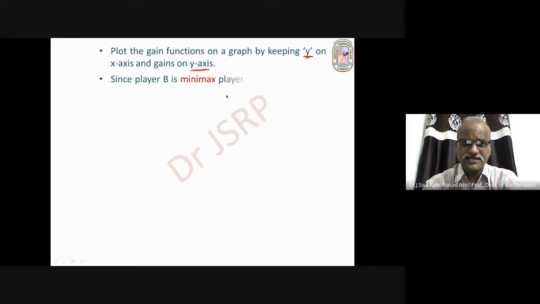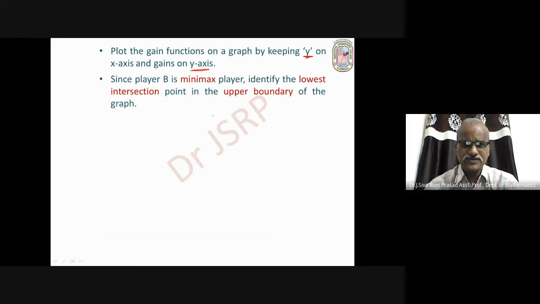Since player B is the minimax player, identify the lowest intersection point in the upper boundary of the graph. In the graph we have two parts, upper part and lower part. In the upper part, we consider the lowest intersection point. That point is the minimax point. And observe the number of lines passing through this minimax point.